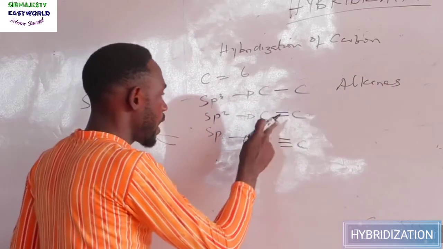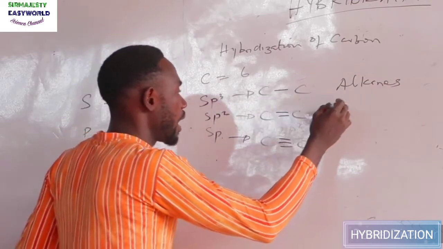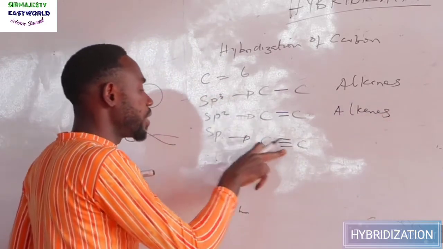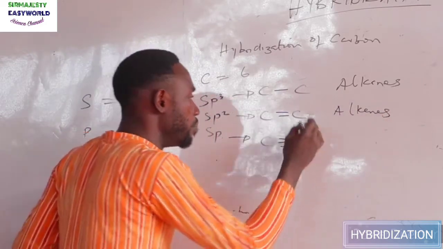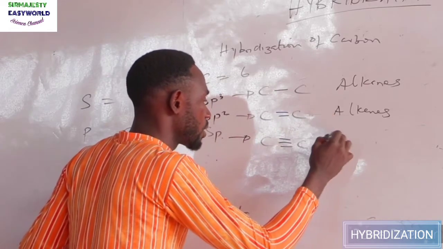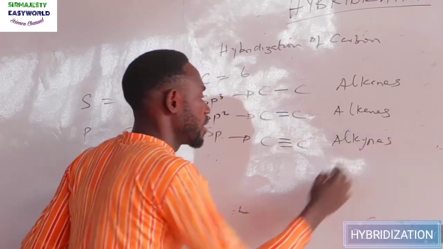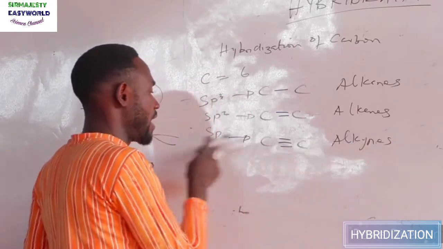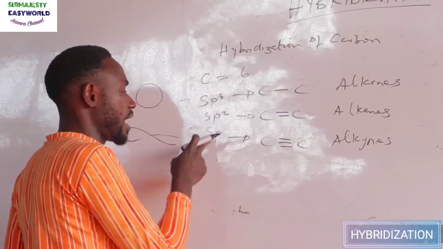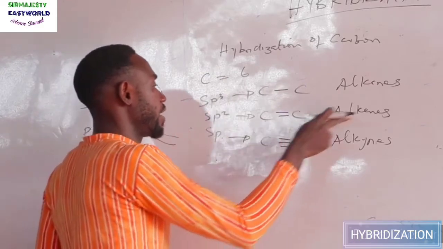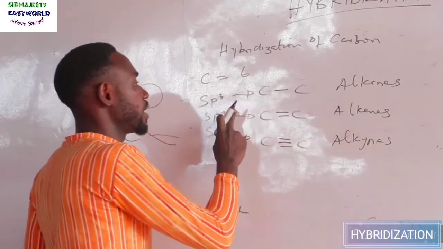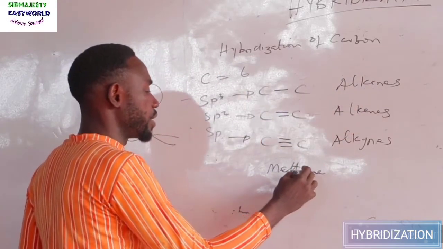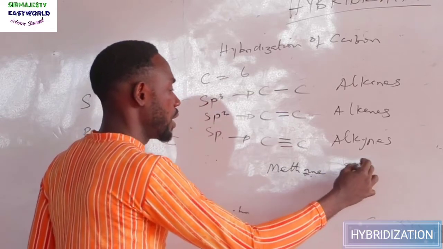Then these ones that have double carbon to carbon bonds are nothing but the alkenes, and they are sp2 hybridized. Then the presence of a triple bond makes the molecule nothing but alkynes. These alkynes are sp. So the carbon atoms in alkynes are sp hybridized. The carbon atoms in alkenes are sp2. The carbon atoms in alkanes are sp3, which means if I ask you what type of hybridization is found in methane, the answer is simple, sp3.